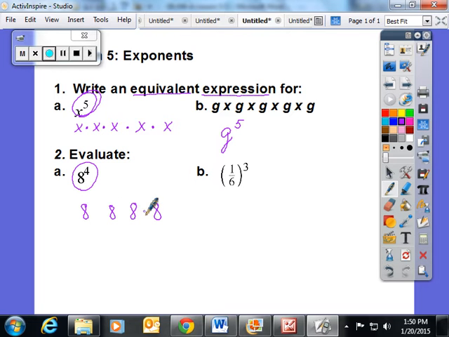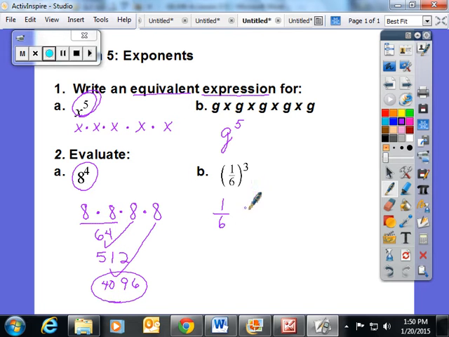I always have the students write down the base the number of times first. Then I use what's called the check mark technique. 8 times 8 is 64. 64 times 8 is 512. 512 times 8 is 4,096. Then they had 1/6 to the 3rd power. So we're going to write down 1/6 3 times. 1 times 1 is 1. 6 times 6 is 36. And I still have to multiply that by 1 more, 1/6. And the answer is 1 over 216.